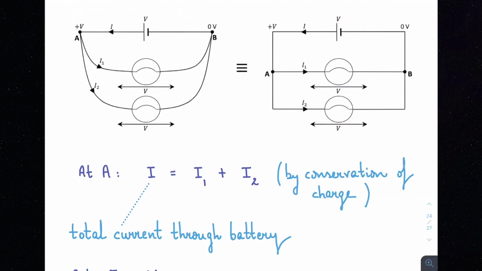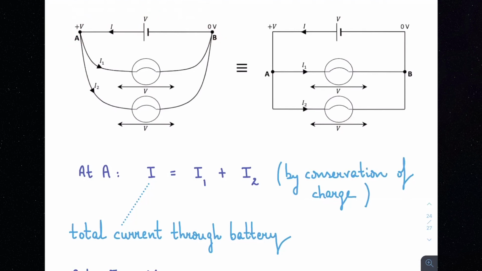If we denote the terminal PD across the battery by capital V, then the potential at point A, that is the potential at the positive terminal of the battery, is plus V. Whereas the potential at point B, the negative terminal, must be 0. These are not potential differences, but potentials at points. So the potential at point A, I repeat, being the positive terminal of the battery, is plus V, since the terminal PD across the battery is V, and the potential at point B at the negative terminal of the battery is 0.